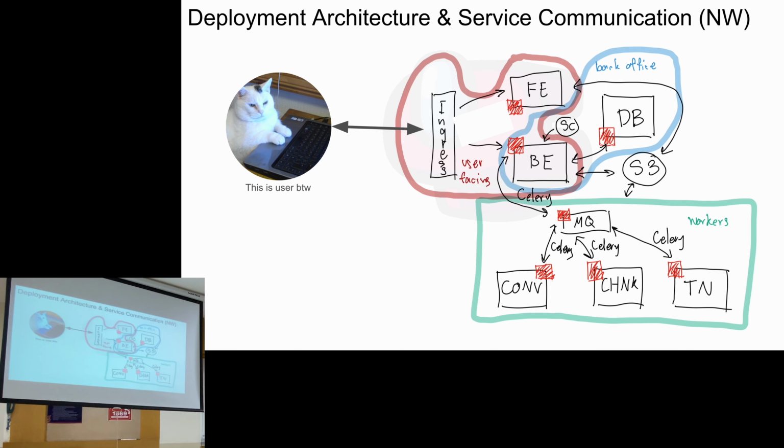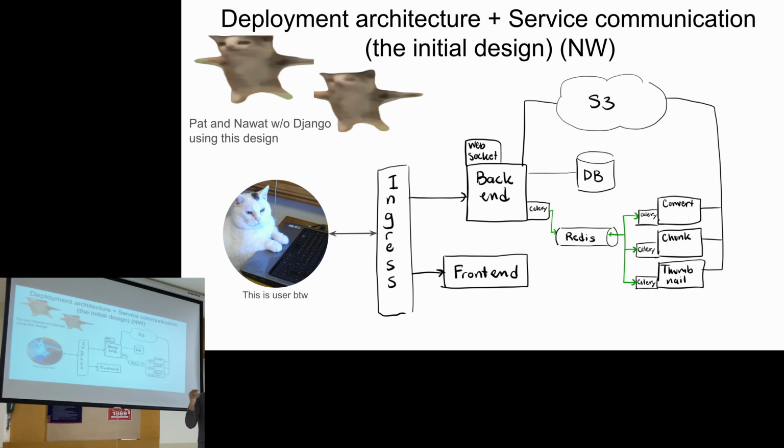Okay, so the first part, this is the old architecture that we have. Essentially, we have the user connecting to the ingress, and then it will route to everything else. But this is pretty much the same, except the front end and back end don't have a line connecting them anymore.